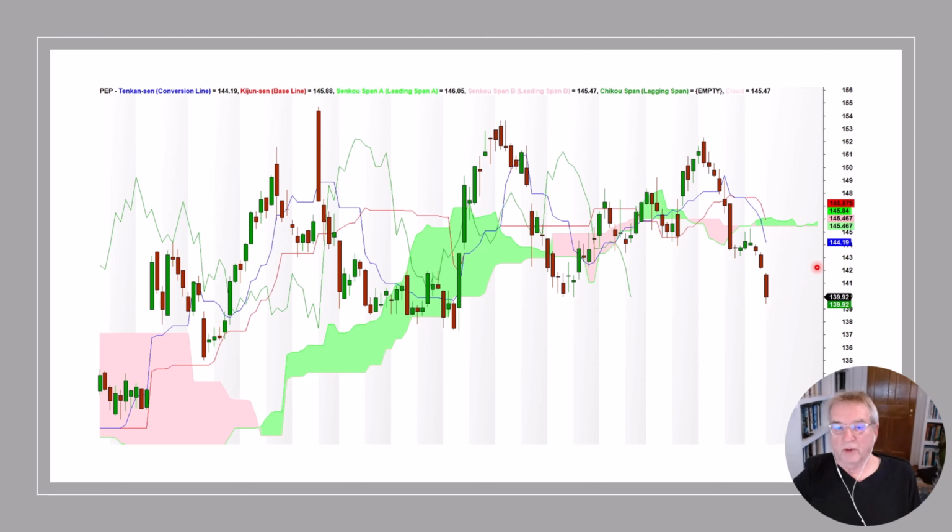And it's also worth mentioning, by the way, that we have a kind of a bearish flag formation here as well. So basically on both the charts we've looked at, both Ichimoku charts, you can see that Coke and Pepsi now appear to be in a bearish mode.